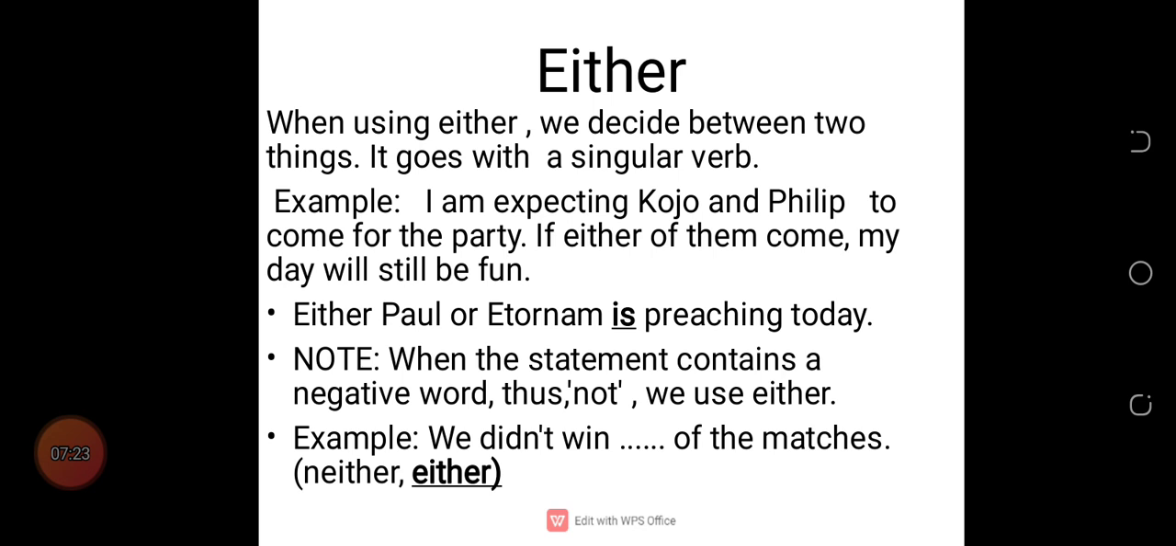Now either. When using either, we decide between two things. It goes with a singular verb. Example, I am expecting Kojo and Philip to come for the party. If either of them comes, my day will still be fun. So with the use of either, one is picked out of the two. Here we are not losing everything, but there is an alternative. One could happen, one could not.